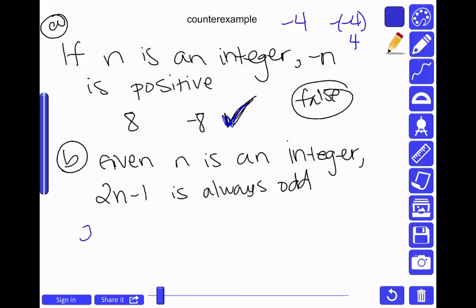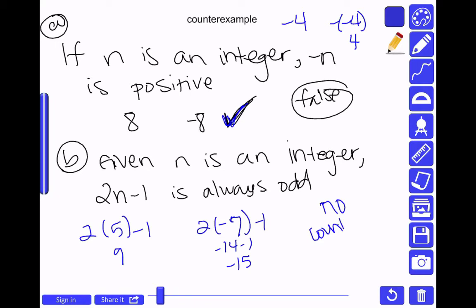Looking at example B, given that n is an integer, 2n minus 1 is always odd. So if n is 5, 2 times 5 minus 1 is 9. That's odd. What about if I plug in a negative number? 2 times negative 7 minus 1. 2 times negative 7 is negative 14 minus 1 is negative 15. That's also odd. So you could keep trying to plug in numbers that you think might make it false, but I don't think you're going to find one here. So there's actually no counterexample. This is a true statement.